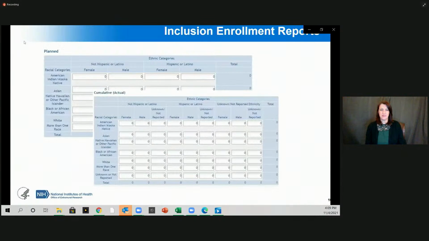So this is what the inclusion enrollment reports look like. They're both planned and actual reports. So typically at the time of application, you'll be providing a planned report. But if you're using an existing data set or resource, you may just provide an actual report. And they include a table with distribution by sex or gender, by race, and by ethnicity.